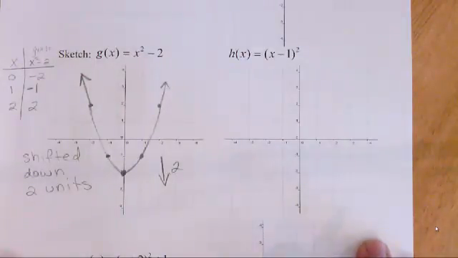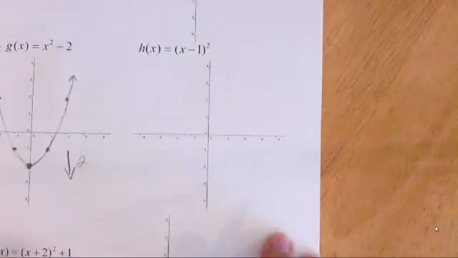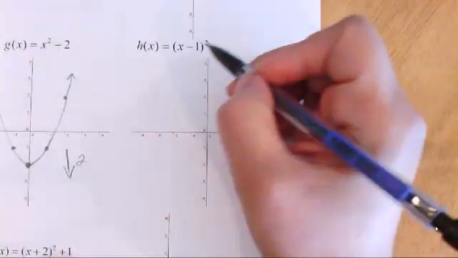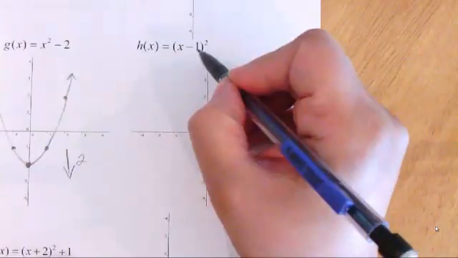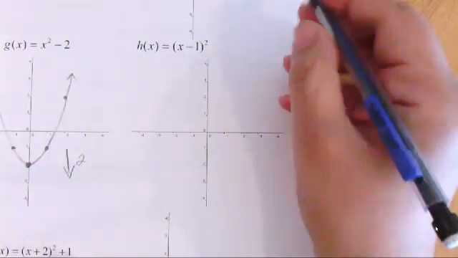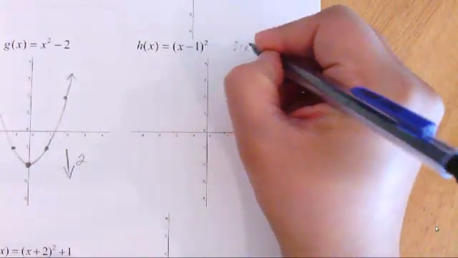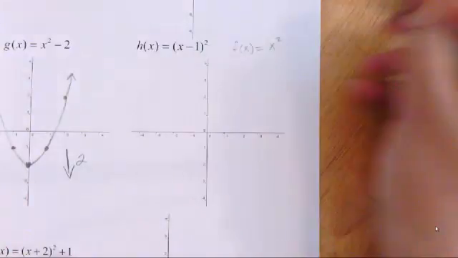Now let's have a look at the next example. We've got h of x. Now we've got x minus 1, and that's all squared. So remember how we had f of x equals x squared?